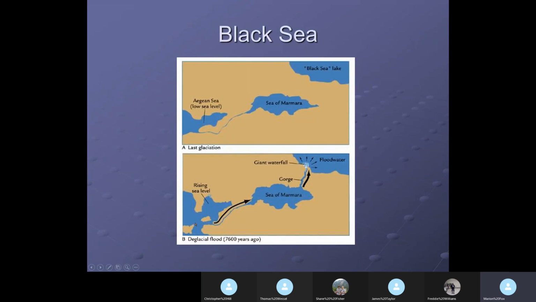And that will be deglacial flood. And they claim it's 7,600 years ago. I think their dating is wrong, but I think they got the evidence right. The evidence is pretty clear, right?